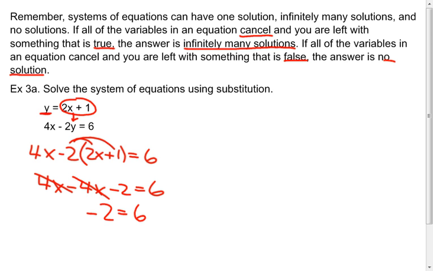Is negative 2 the same thing as 6? No, it's not. This is false. So my answer would be no solution. All my variables went away. I got something that's false. My answer is no solution. I just stop there.